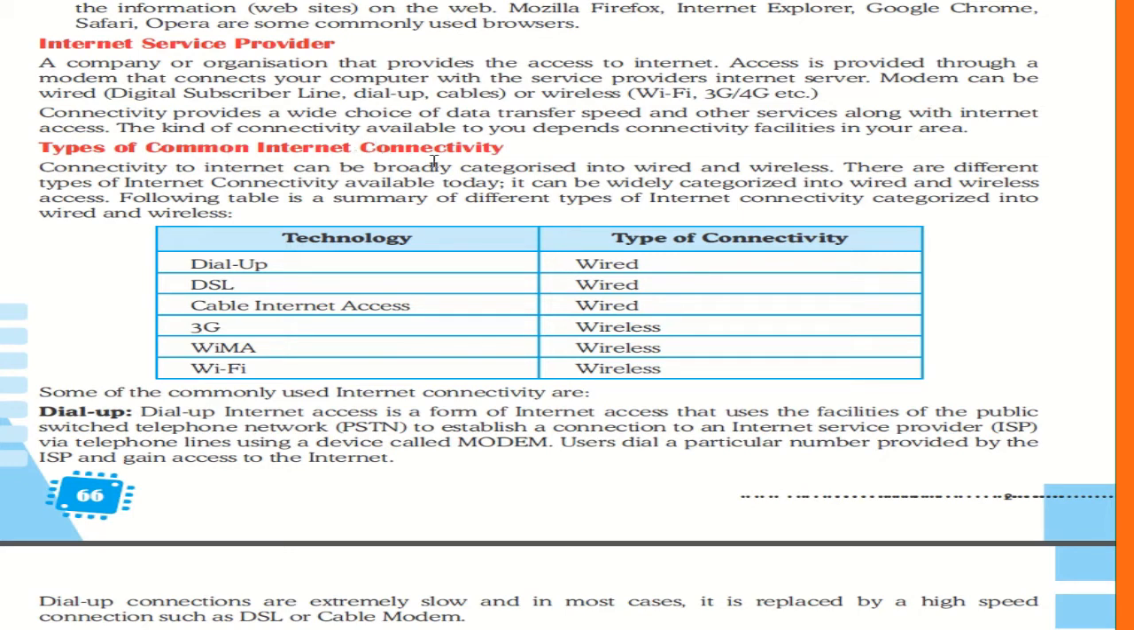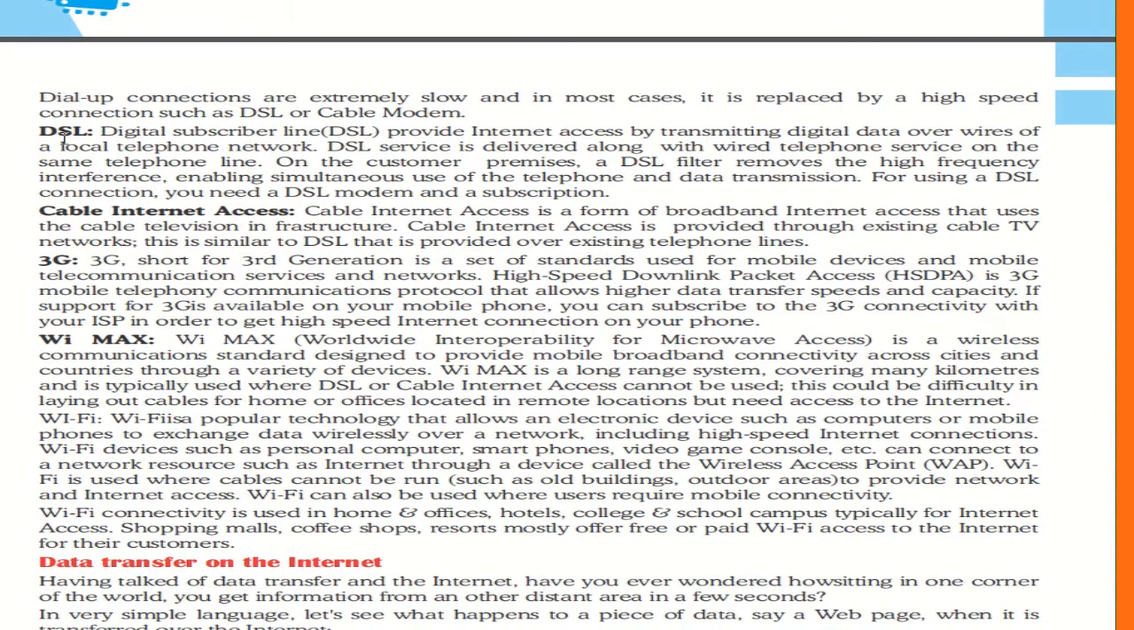Types of common internet connectivity. Connectivity to the internet can be broadly classified into wired and wireless. Dial-up is wired, DSL is wired, cable internet access is wired, 3G is wireless, WiMAX is wireless, Wi-Fi is wireless. Dial-up. Dial-up internet access is a form of internet access that uses the facilities of the public switched telephone network to establish a connection to an internet service provider via telephone line using a device called a modem.